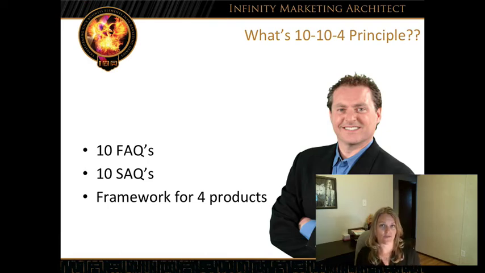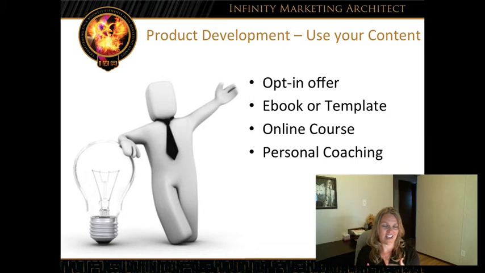For me, what I do with the 4, with the 10-10-4 principle, is show how doing this exact idea of generating those frequently asked questions and those should ask questions turn into a framework for 4 different products that you can then have to be boosting your affiliate business or your absolute own business. And here's what they are. So you use your content to develop your opt-in offer. You can then develop an ebook, or maybe it's a template, your online course, or personal coaching. Those are 4 different products that just in doing this idea of coming up with this content, you now have the opportunity to develop all 4 of those types of products.